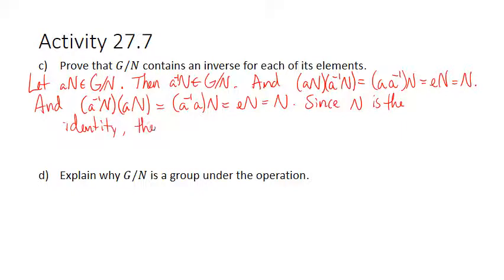This means, oops, that's not an I. This means that A inverse n is the inverse of an. Okay, so that wasn't very hard. And then finally, part D, explain why G mod n is a group under the operation.